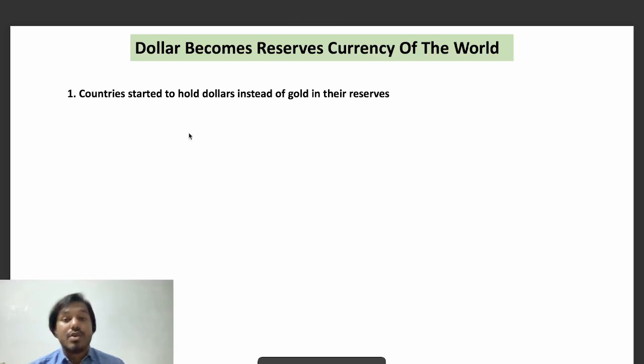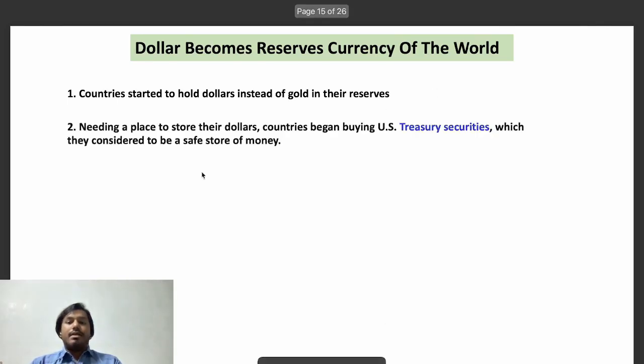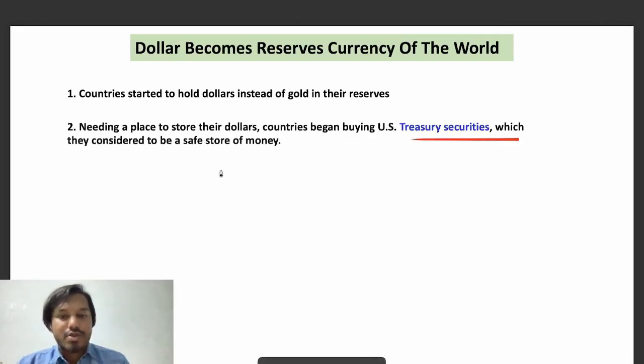First of all, the countries started to hold dollars instead of gold in the reserve. Before World War II or World War One, the countries used to be on a gold standard, which means that they had to keep gold as a reserve in their treasuries. But right now, instead of gold, they started to hold dollars as reserve currencies. Needing a place to store the dollar, countries began buying US treasuries, which they consider to be a safe store of money.